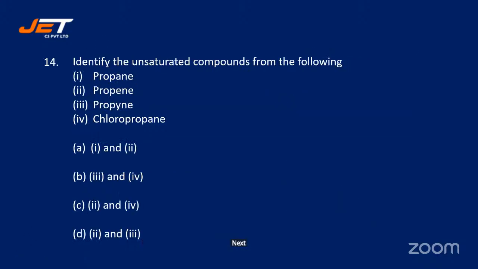Next question. Identify the unsaturated compounds from the following. సో ఇక్కడ కొన్ని కాంపౌండ్స్ ఇచ్చారు, వీటిలో అన్సాచురేటెడ్ కాంపౌండ్స్ ఏంటనేది ఐడెంటిఫై చేయండి. ప్రోపేన్, ప్రోపీన్, ప్రోపైన్, క్లోరోప్రోపేన్. వెరీ ఈజీ క్వశ్చన్. I expect everyone to give the right answer. Let us see how many of you will answer this question.